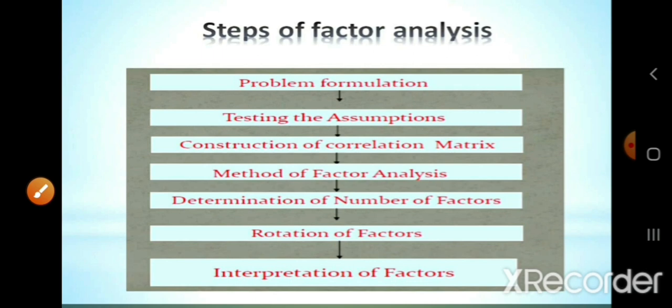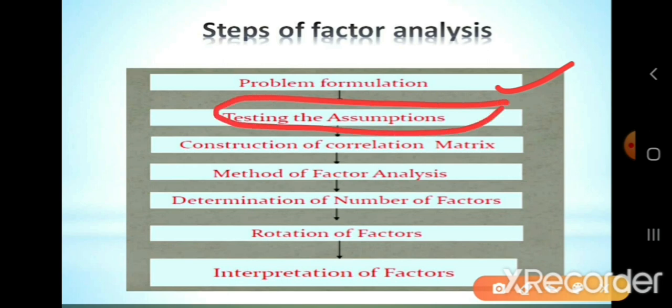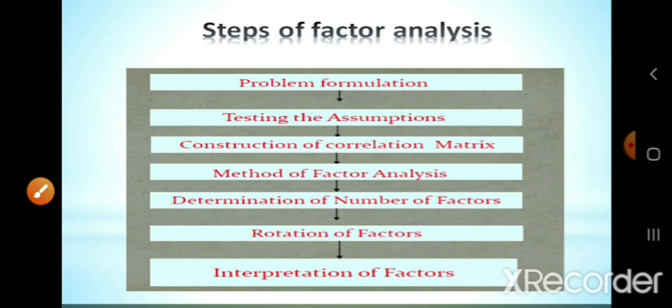Next, these are the basic steps we follow in factor analysis. First of all is formulation of the problem. Then we test the basic assumptions we have studied. We construct the correlation matrix. Okay, then we choose the method of factor analysis. Then we determine the number of factors, the meaningful factors. Then we perform the rotation of factors, and we interpret the results from the factors. Okay, so these are the basic steps of factor analysis.